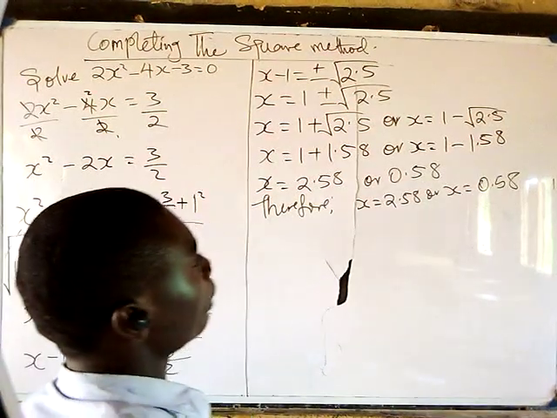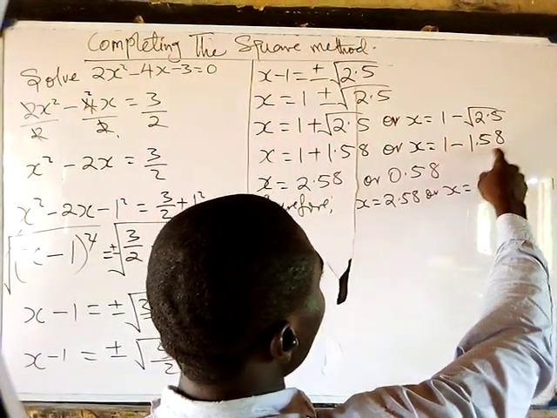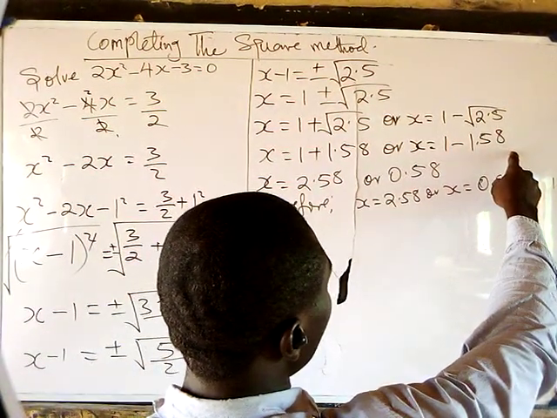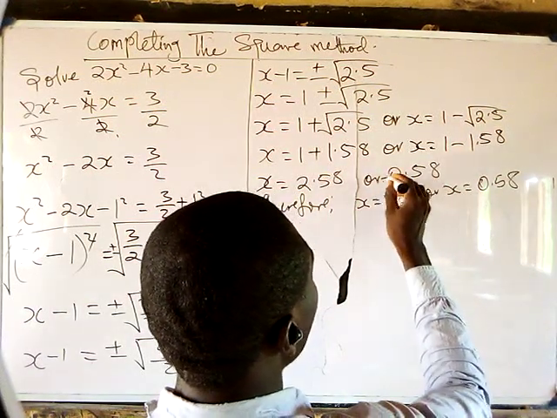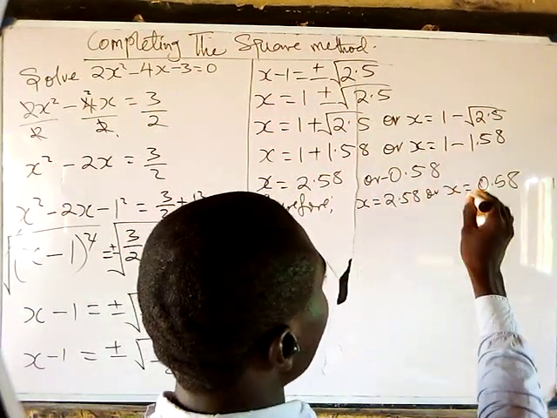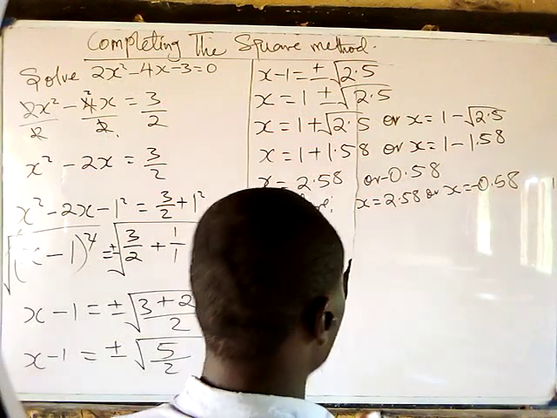Oh, please, I just remembered something. Remember that 1 minus 1.58 is going to have minus 0.58. Okay, so this should have a minus.